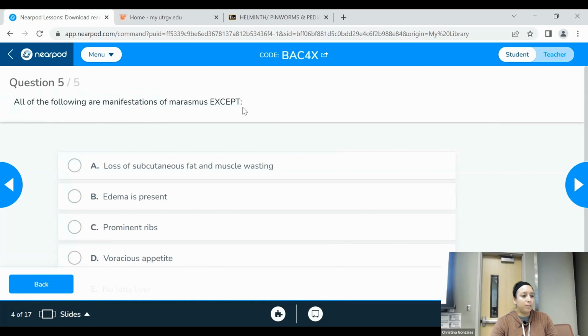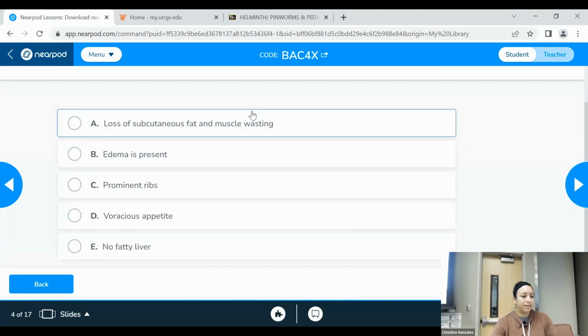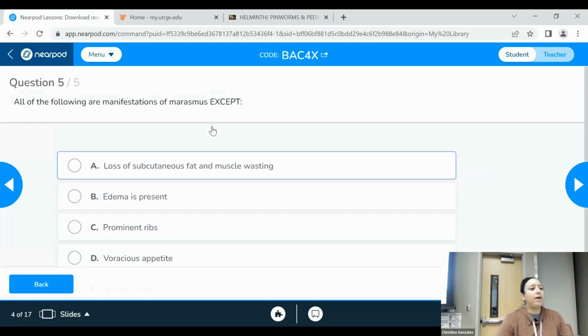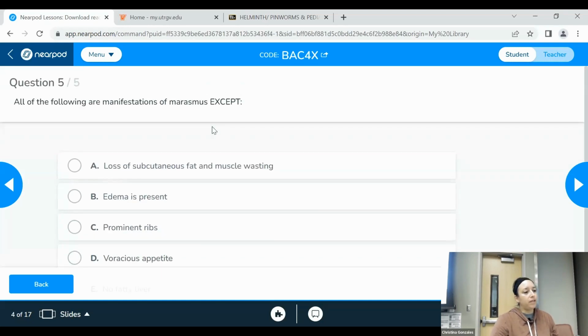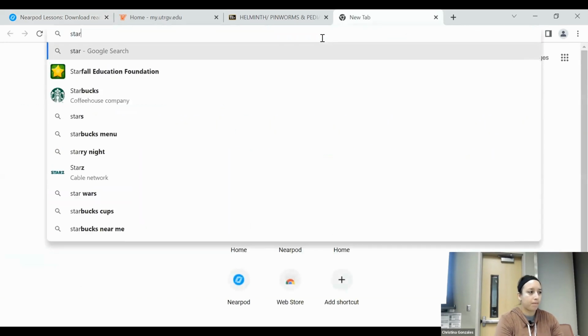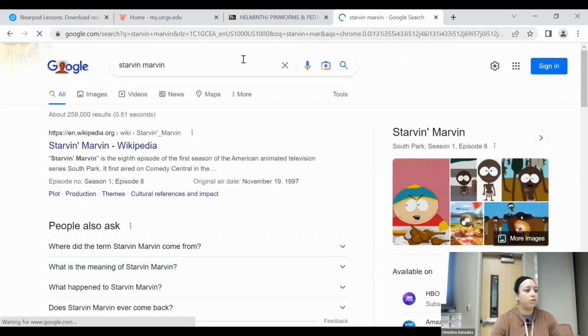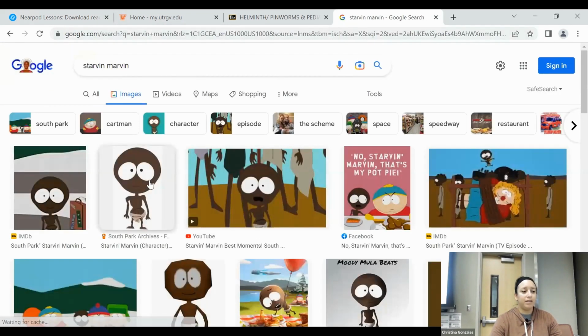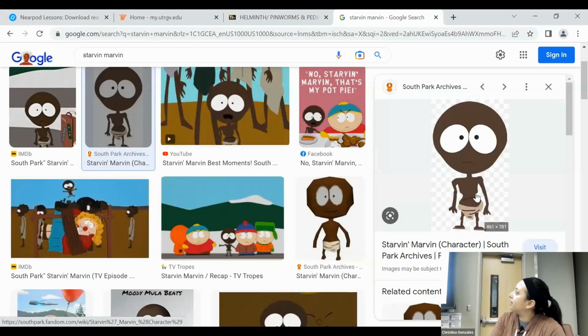All of the following are manifestations of marasmus except. Okay, so for these, again, I don't see questions very often on this, but when they do, it's a very superficial question. Just, can you differentiate between marasmus and kwashiorkor? And when I think of marasmus, I don't know if y'all ever watched South Park as kids. When I was little, there was a character called Starvin' Marvin. Have you ever heard of him before? Yeah, he's from South Park. Hold on, let me show you a picture. So Starvin' Marvin, I know it's not politically correct. Let's just get past that.